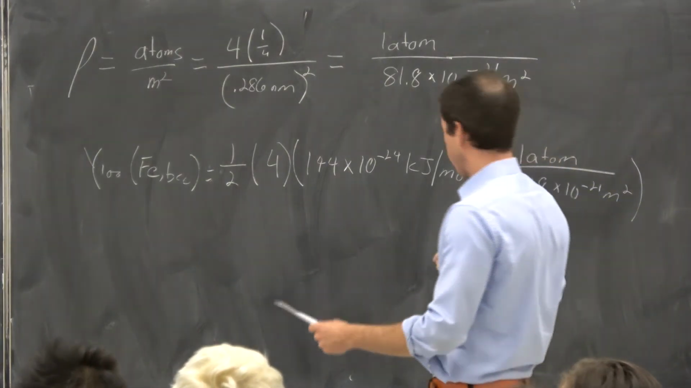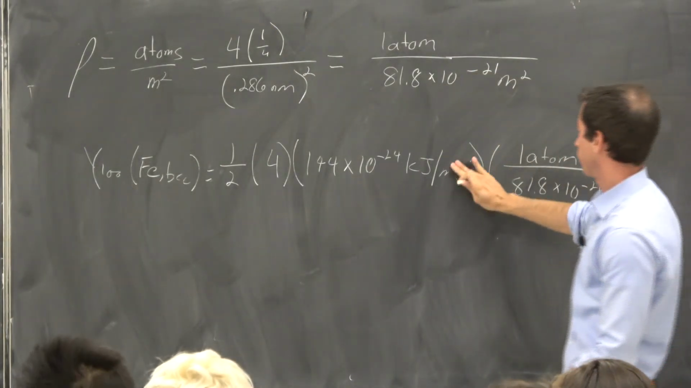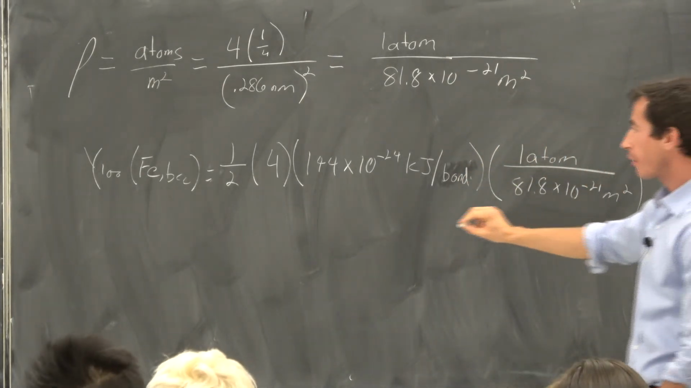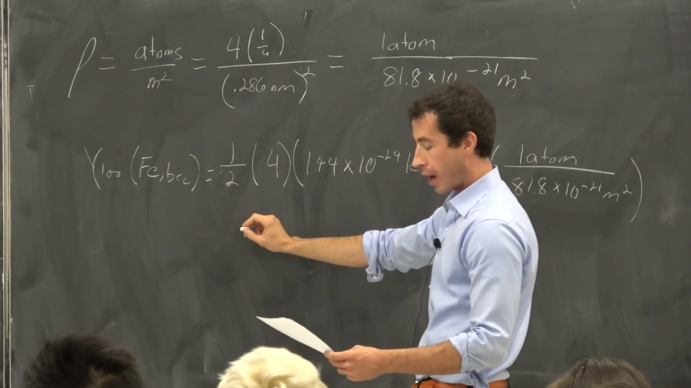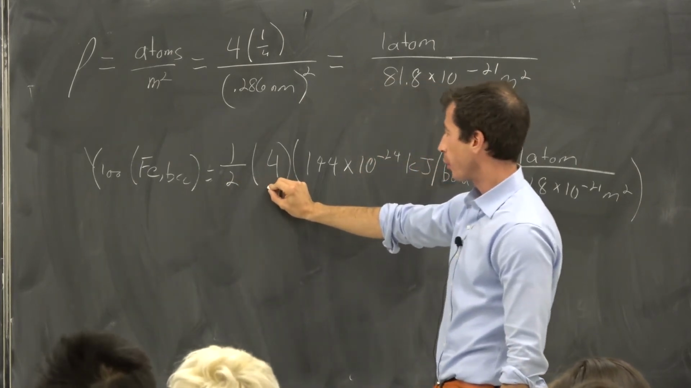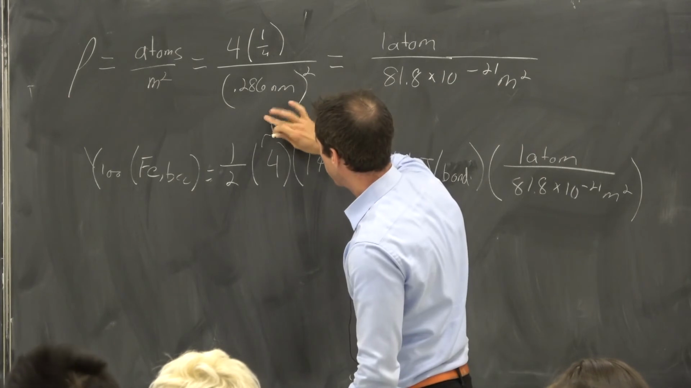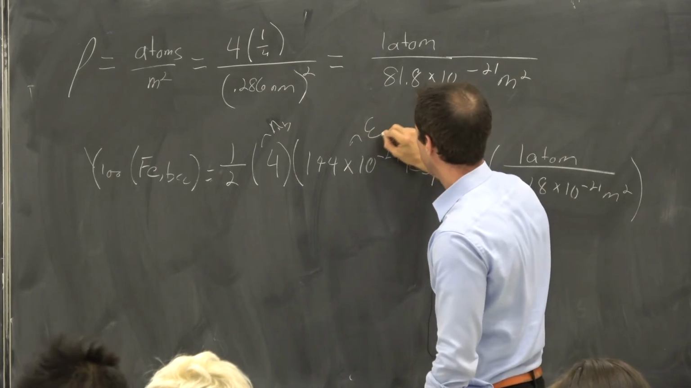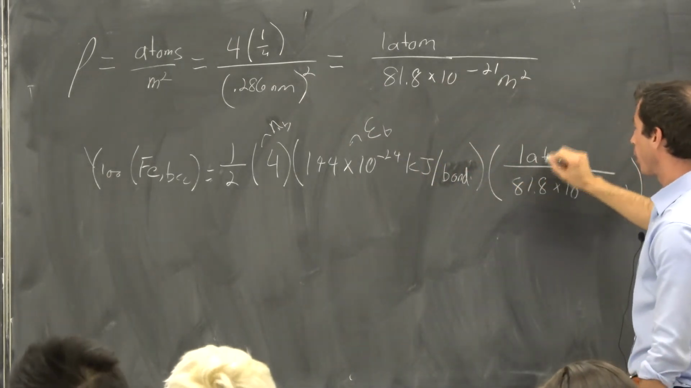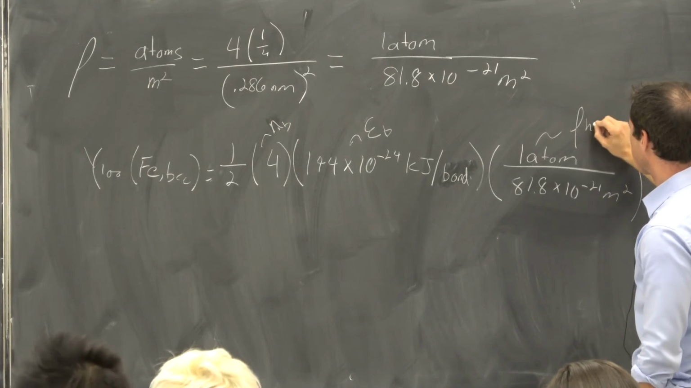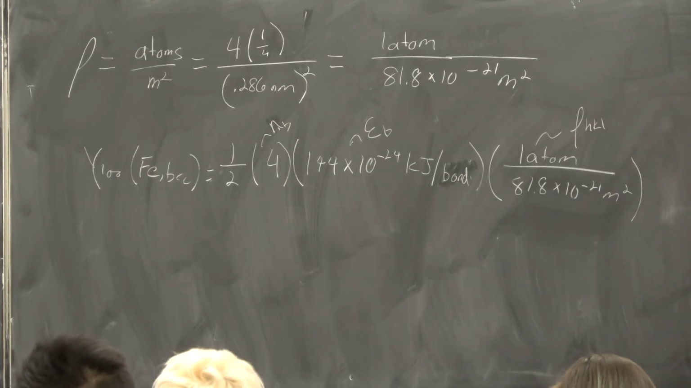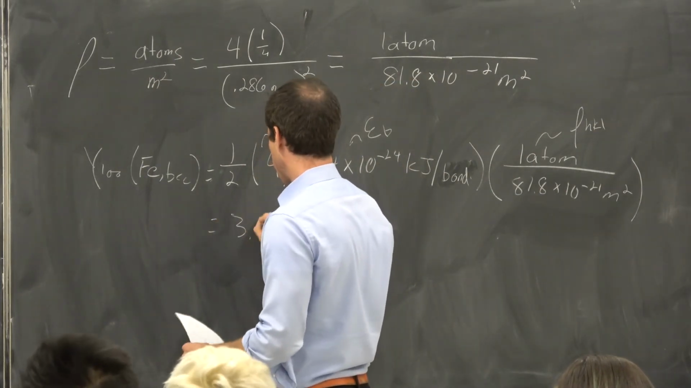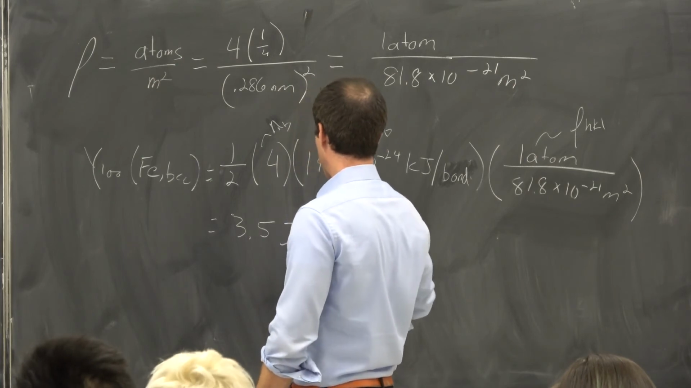So this is essentially, okay, this was our original equation: 1/2 the number of bonds broken times the energy of one bond, and this is our density in this specific HKL system, which equals 3.5 joules per meter squared.